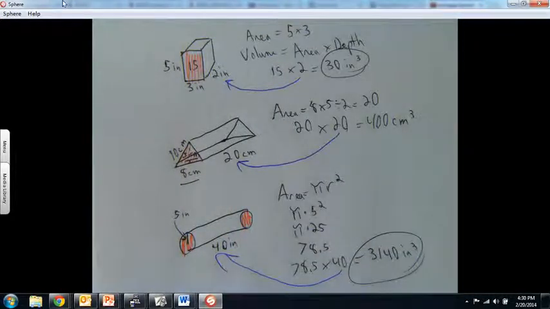Now, since that's as far as we got, we will only have volume on tomorrow's quiz, not surface area as well. We will get to surface area next week.